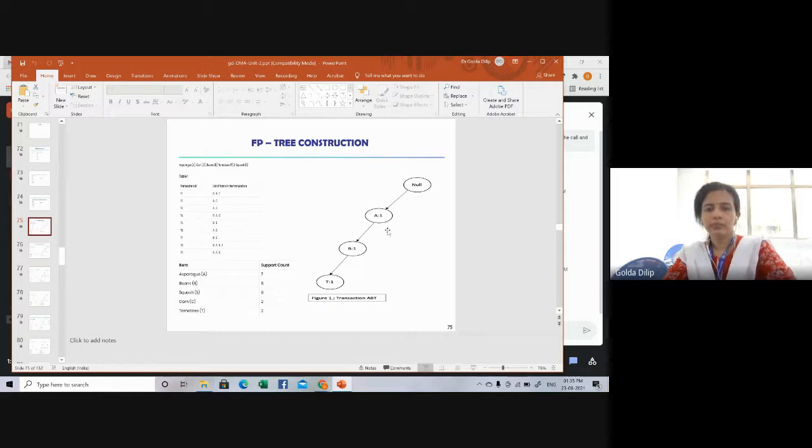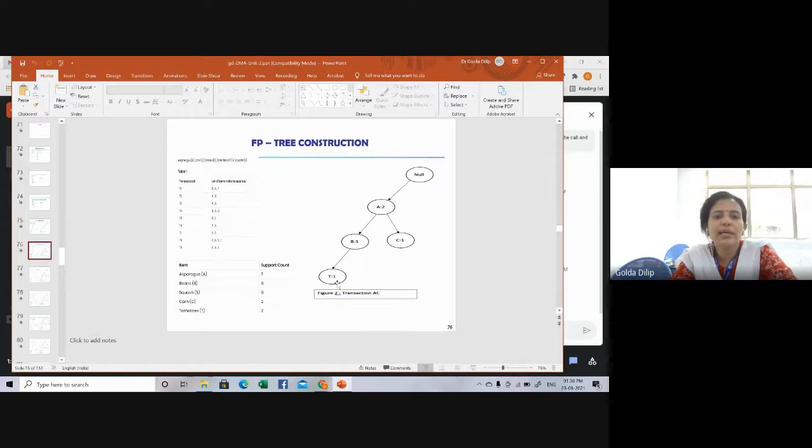So you represent in the same order, that is in the descending order of your support count. First should be A. So A from the root with a count of 1, followed by B linked to A, and T linked to B, each with a count of 1. So the first transaction is being scanned.